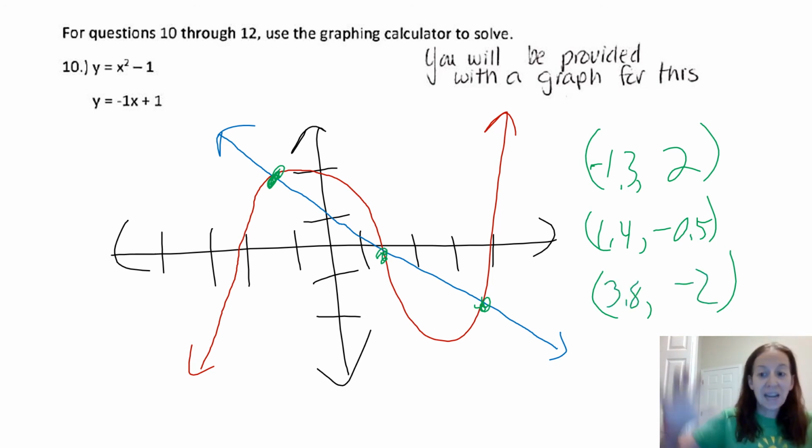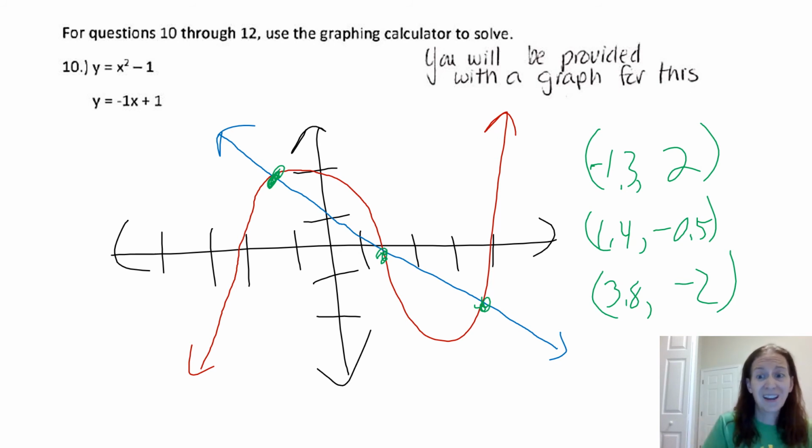But hear me. On your test, you'll be provided a graph, and I think it says 10 through 12, but I think it's maybe just question 10, maybe 10 and 11. I don't think it's through 12. I don't think it is many, but that's all you have to do.